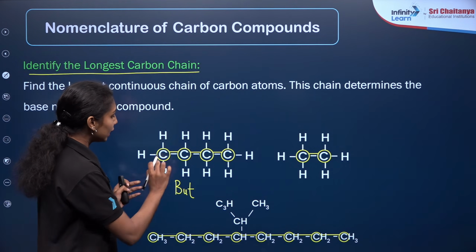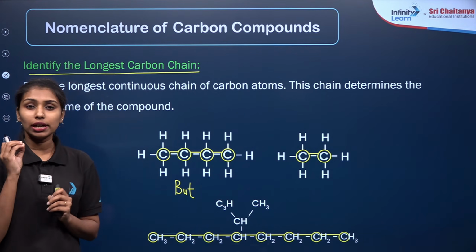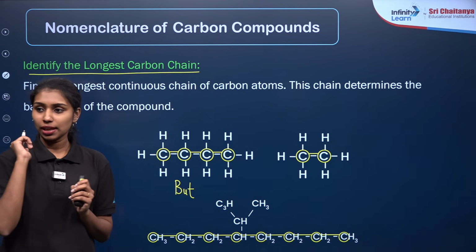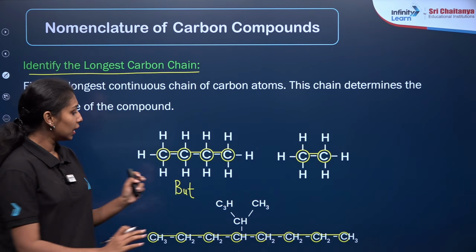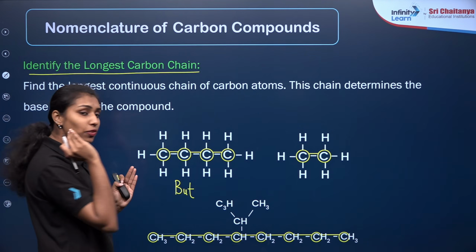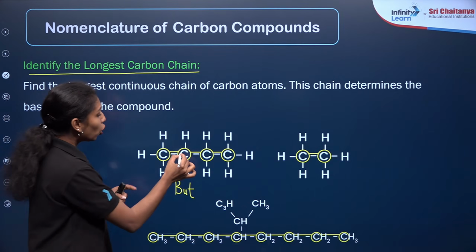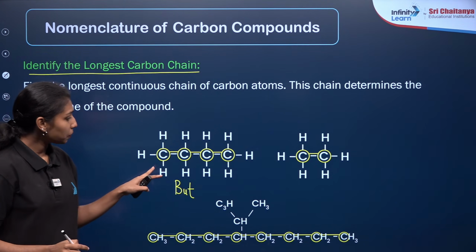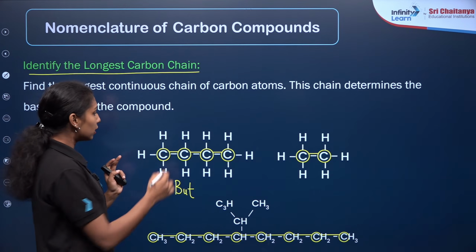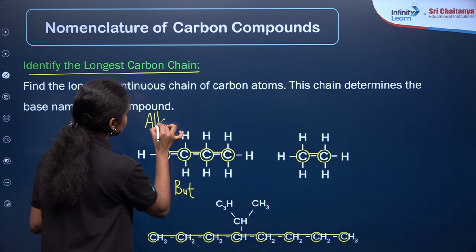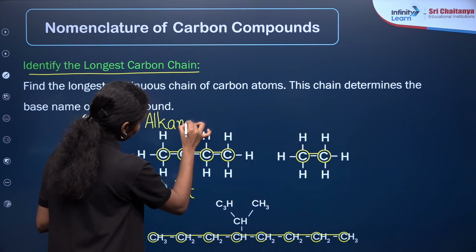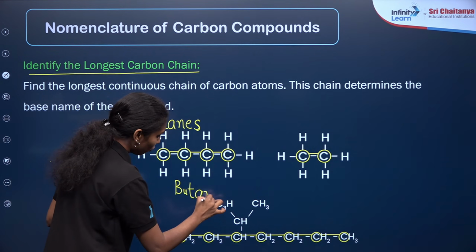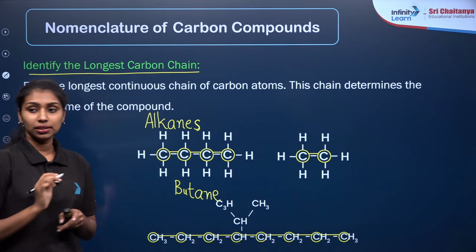Now you can see it contains only single bonds. These are hydrocarbons, which means compounds containing only carbon and hydrogen atoms. If single bonds are present, we call these compounds alkanes. So the word suffix will be ane, and the name of this compound will be butane. Is that clear?